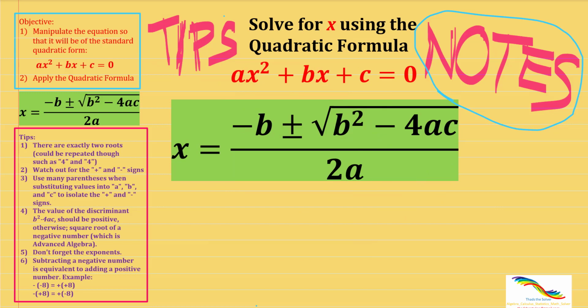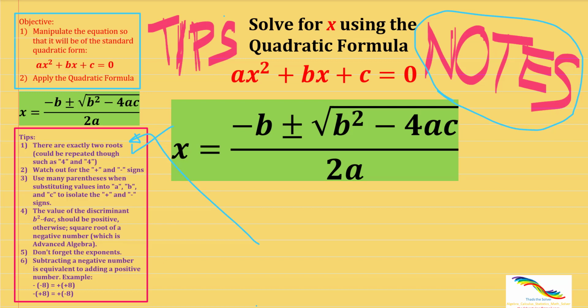Now on the left are tips. Number one, there are exactly two roots, but it could be repeated though. We call that multiplicity. It could be the first and the second roots would be the same value. Let's say, for example, 4 and 4. The first root is 4, the second root is 4. It's possible. But there are two roots.